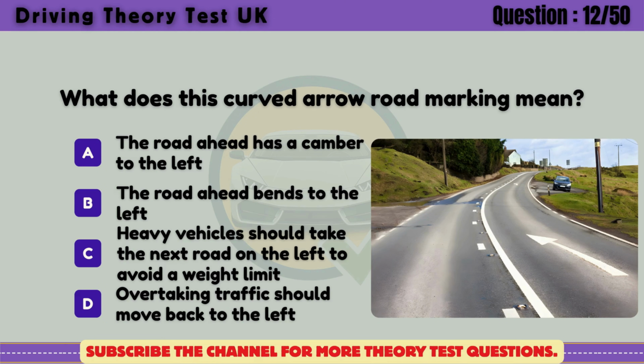Question 12. What does this curved arrow road marking mean? Option A. The road ahead has a camber to the left. B. The road ahead bends to the left. C. Heavy vehicles should take the next road on the left to avoid a weight limit. D. Overtaking traffic should move back to the left.